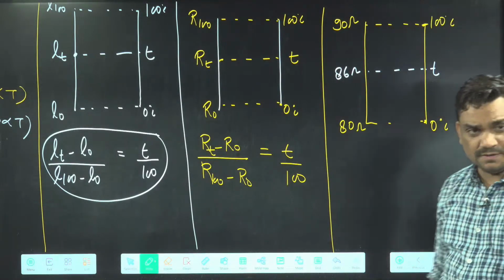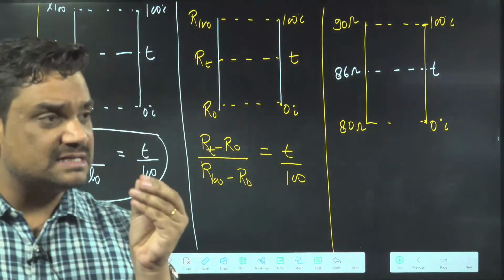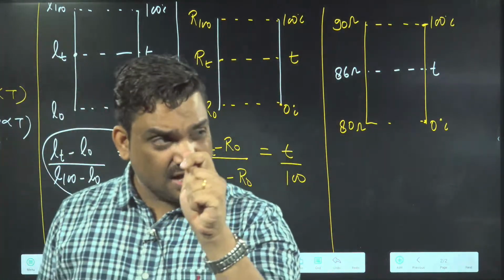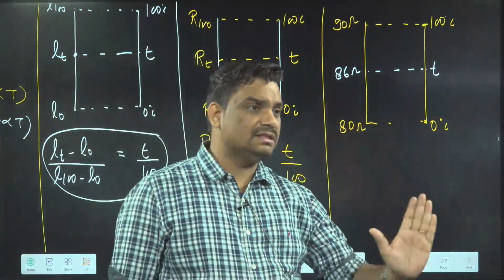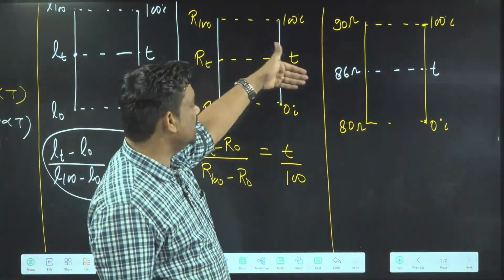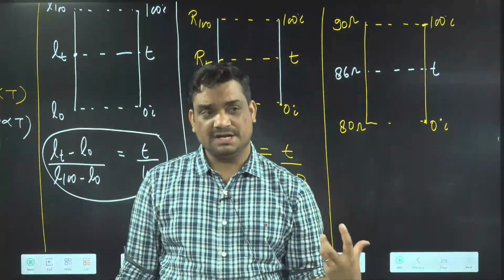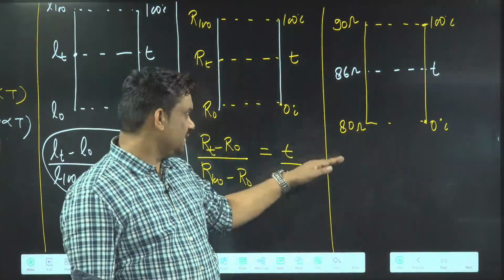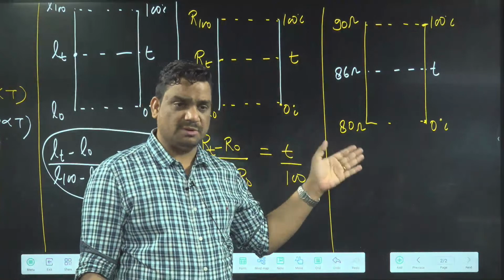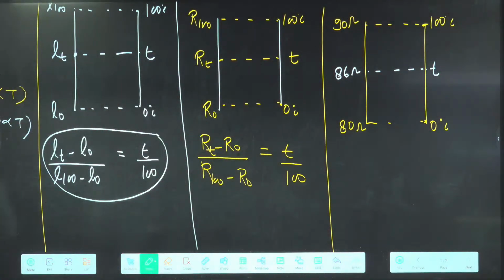Can you find this question? What will be the language given here? At 0 degrees Celsius, resistance is 80. At 100 degrees Celsius, 90. Then what is the temperature at which it is 86? T you have to find. What is the answer? Same process you have to use. You don't have to remember any formula here. Just use the process, get the answer. Answer is 60.